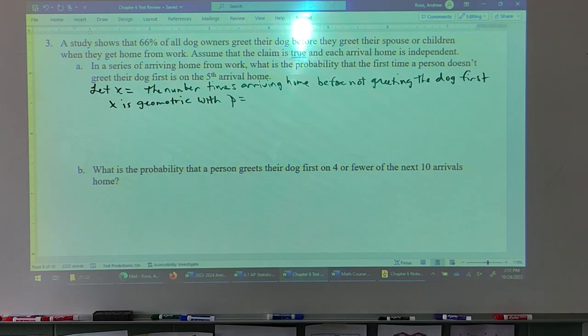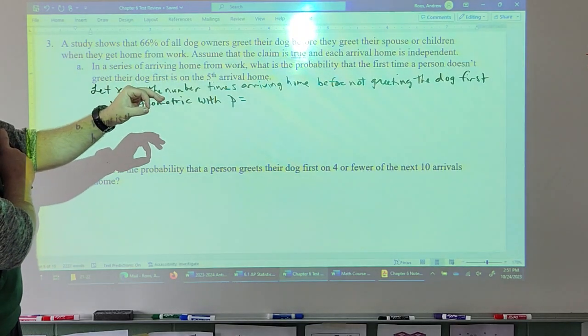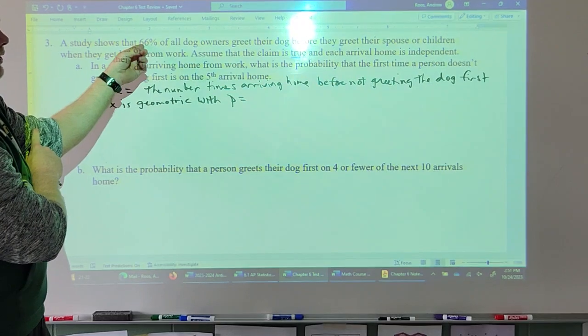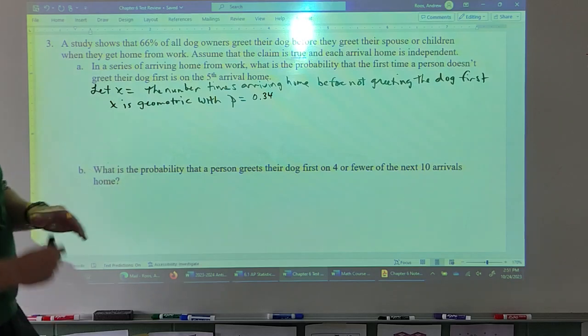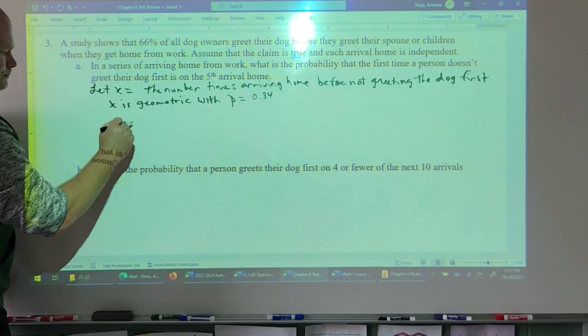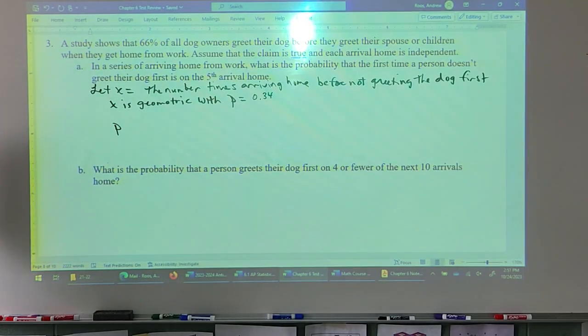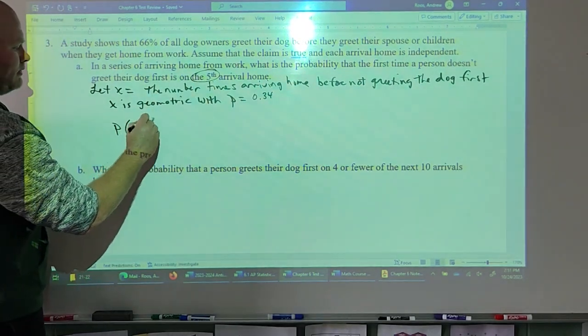So it's phrased in the question as 66% of all dog owners greet their dog before they greet their spouse, okay? But in part A, we want to find the probability that the first time a person doesn't greet their dog. So we would actually want to use the complement of this percent here. So we want to use 0.34 instead of 0.66, okay? So if you're going to use the geometric command in the calculator, the geometPDF, we want it first on the fifth arrival home, so probably that x equals 5.